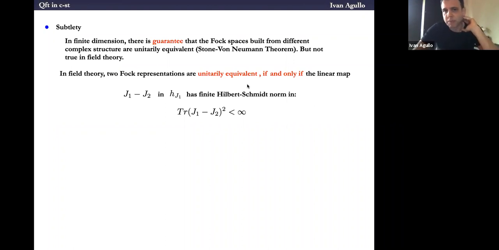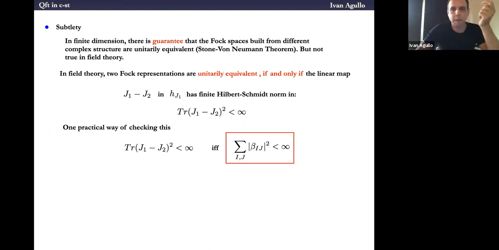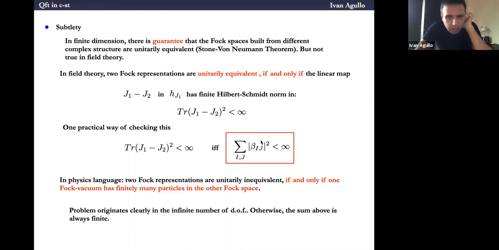And there is a mathematical condition that we described yesterday. At the practical level, if the Bogoliubov coefficients are square summable in the two indices, then the two representations are unitarily equivalent. Not the same representation, but there is a unitary map between them. So there is a dictionary between them. And in the language of physics, as I mentioned yesterday, this means that the vacuum one has finitely many particles in the Fock space two. In that case, the two representations are unitarily equivalent.